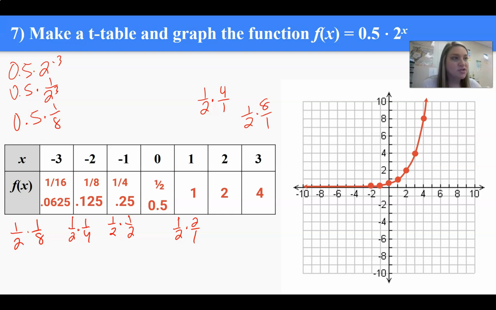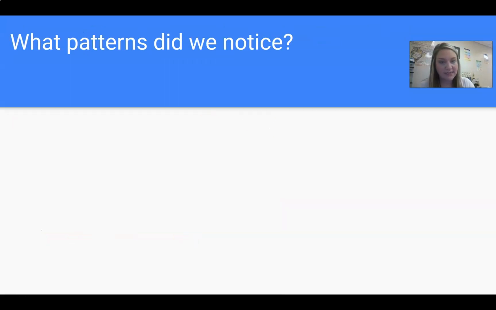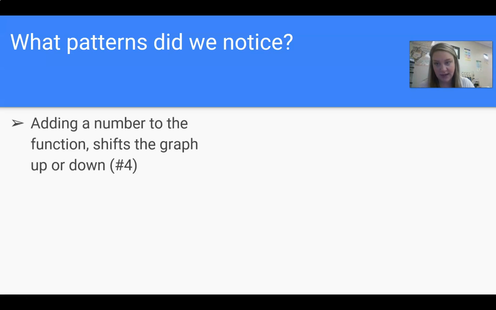Okay. So we just did a whole bunch of transformations. Let's go back and see exactly what each transformation did, what we did to each piece. So what did we notice? On graph number 4, we added a number to the end, and that's going to shift my graph up and down. So adding a number to the graph is going to shift it. If that number was negative, so if it was -1, it's going to shift down.